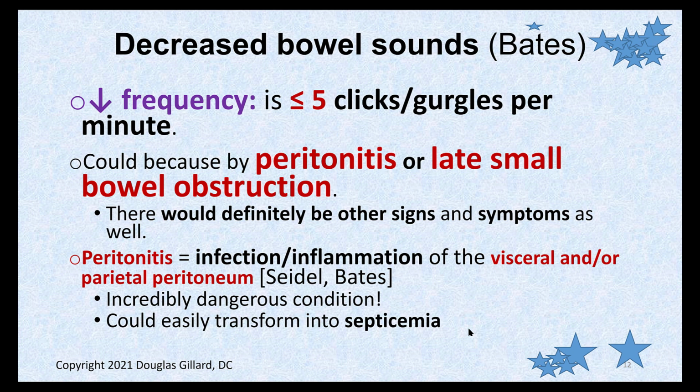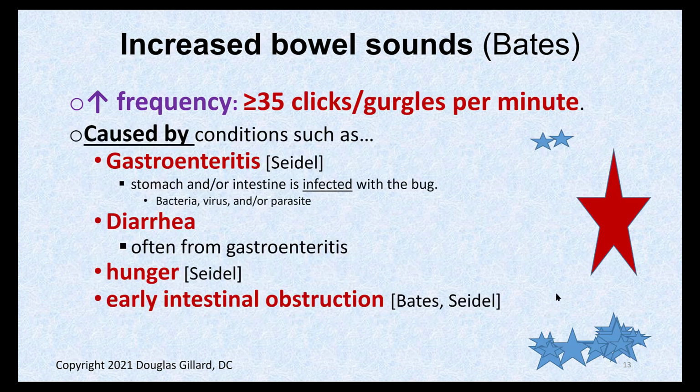So in late small bowel obstruction, you tend to have fewer clicks and gurgles than normal. Okay. What could cause increased bowel sounds? Well, if you have 35 or more clicks or gurgles in 1 minute, you have increased bowel sounds. What could cause that? Gastroenteritis, basically a virus or a bacteria that's invaded the intestinal wall and caused an inflammation.